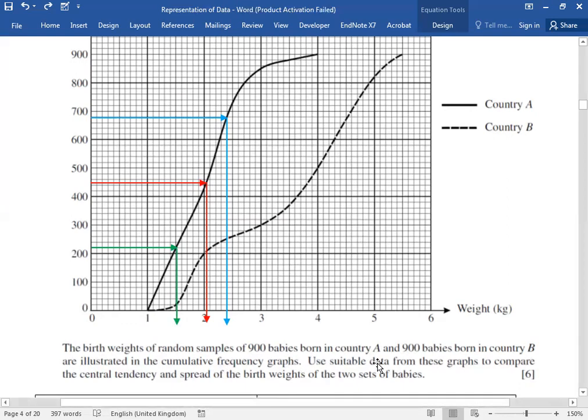900 babies country A and 900 babies country B to compare the central tendency and spread of the birth weights of the two sets of data. So what will be the measure of central tendency in this question for us? When we have cumulative frequency curve, उस graph से directly, there is only one measure of central tendency that we can read. Median, mean read नहीं कर सकते cumulative frequency graph से. इसके लिए पहले इसको table बनाना पड़ता है group data का and then we estimate the mean.